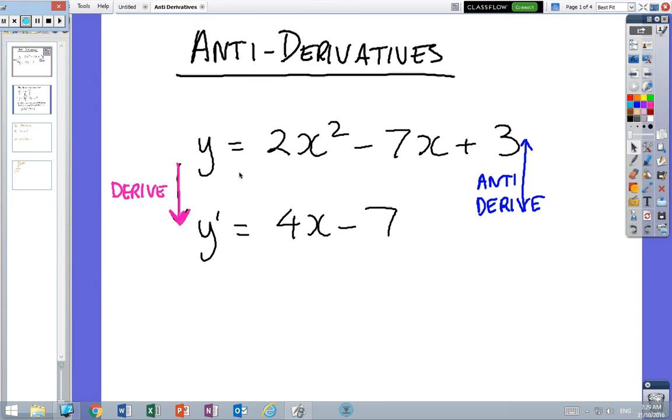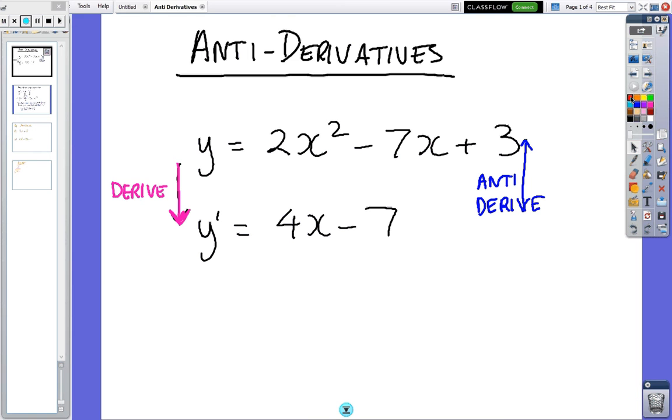Okay, so we're coming up towards the end of the unit, and we're going to do the introduction to antiderivatives. Antiderivatives are sometimes called, sorry about that, are called integration.